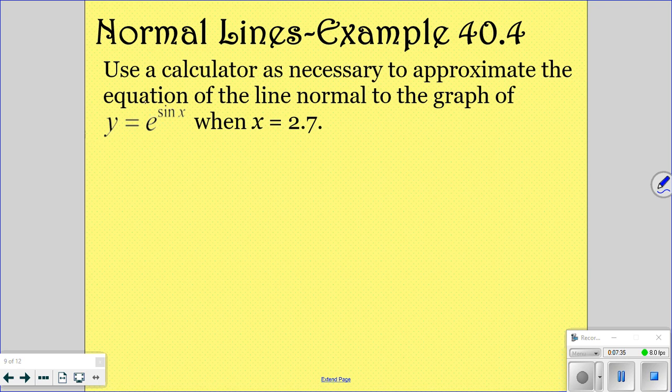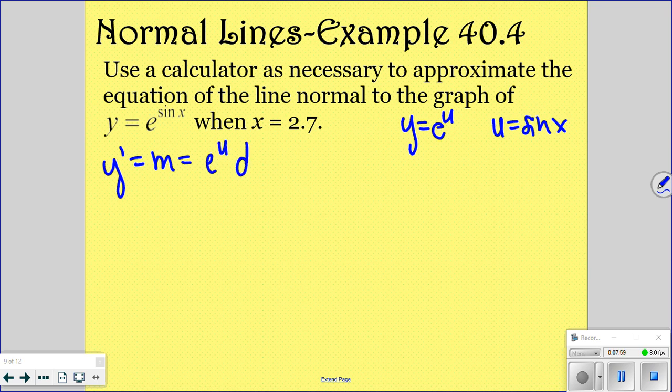So first off on this, to be able to find the derivative, we're going to need to do a little bit of u substitution here. So we're going to say that y equals e to the u, and let u equal sine of x. So if y equals e to the u, the derivative of e to the u is e to the u, but we have to take the differential so that we don't forget about our du. And so our du, the derivative of sine is cosine, and then dx.